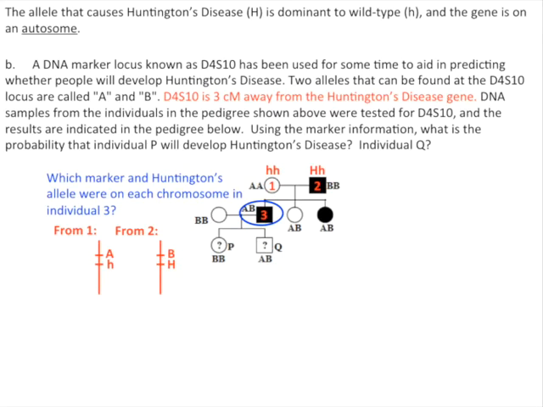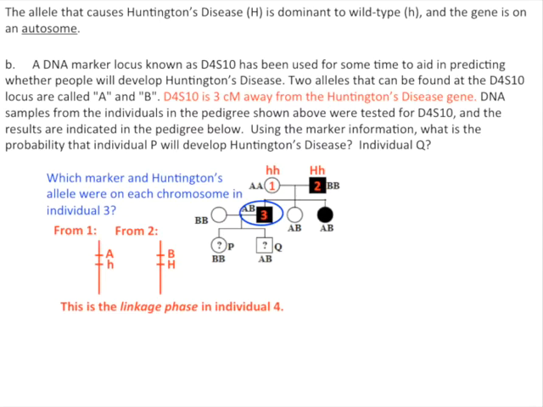So on the chromosome that individual 3 inherited from his father, we have the B marker and the affected big H alleles. So this is the linkage phase in individual 3. One chromosome has the A marker and the little h disease allele, and the other chromosome has the B marker and the big H allele.